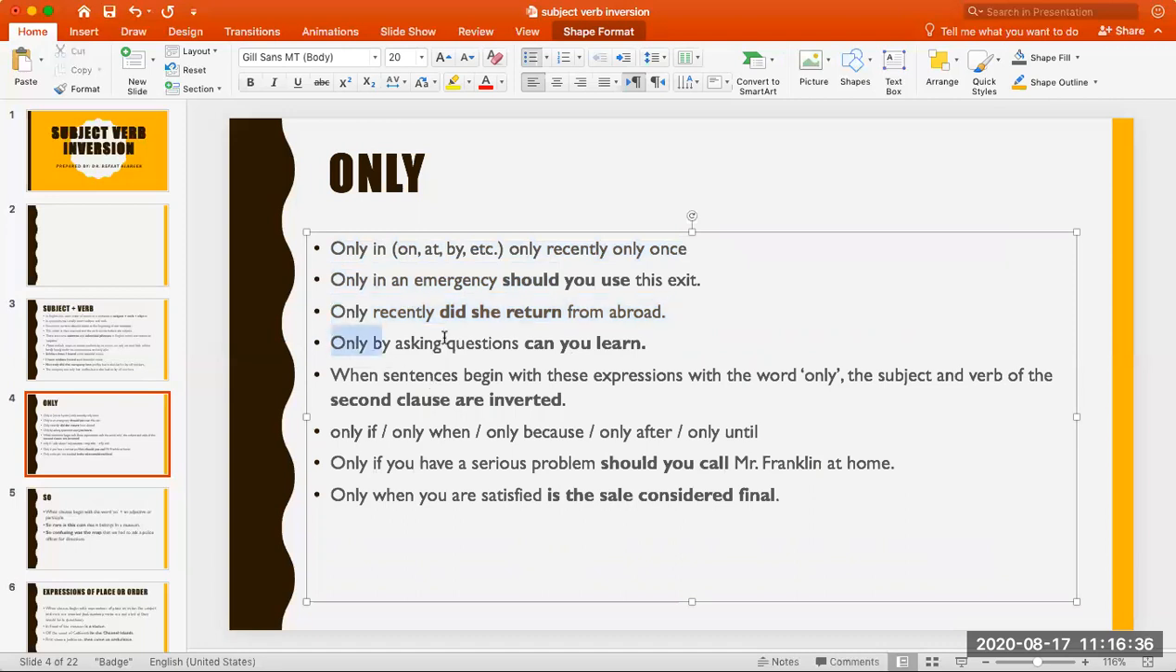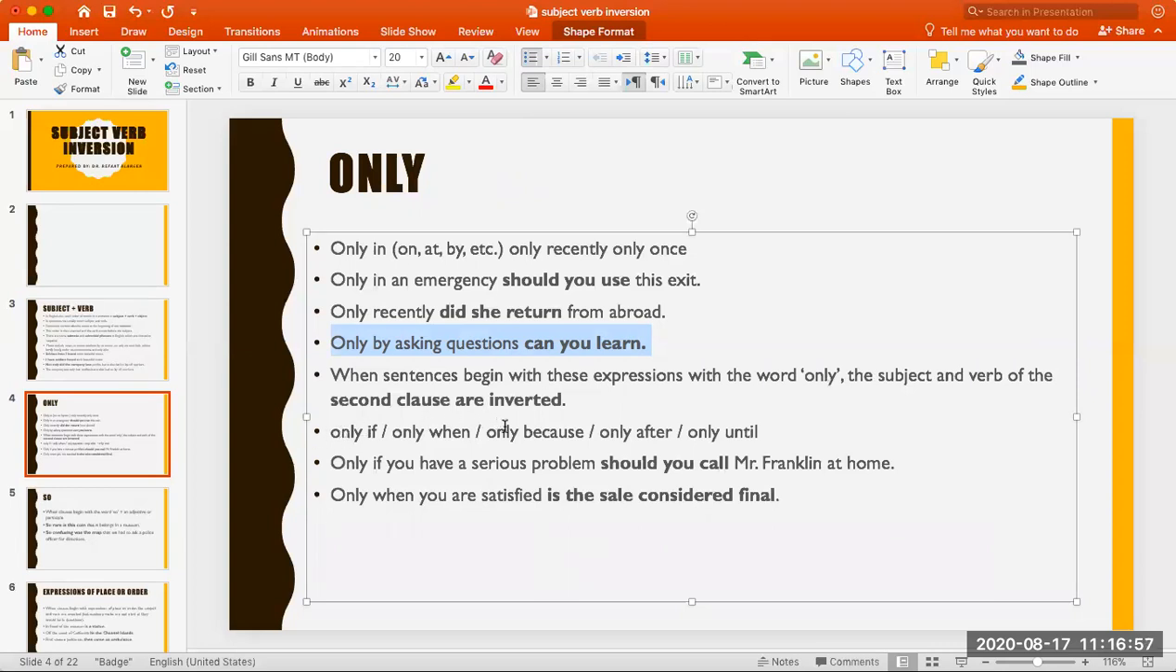Only by asking questions can you learn. What a beautiful sentence this is. Only by asking questions can you learn. So when sentences begin with these expressions, with the word only, sometimes you invert the subject and verb in the second clause, like the examples here.